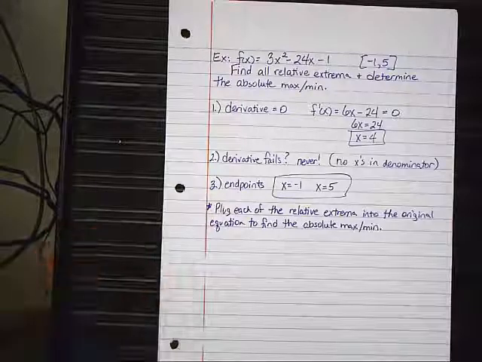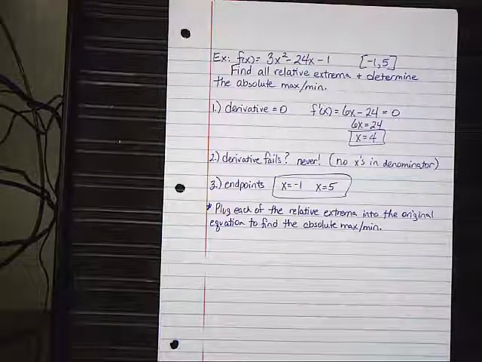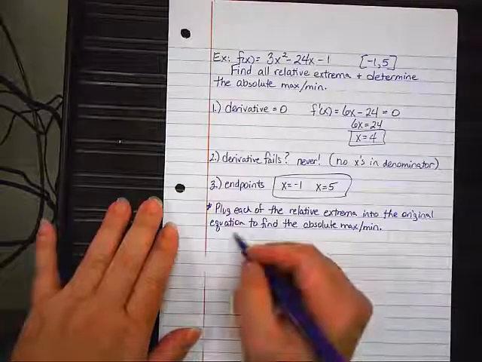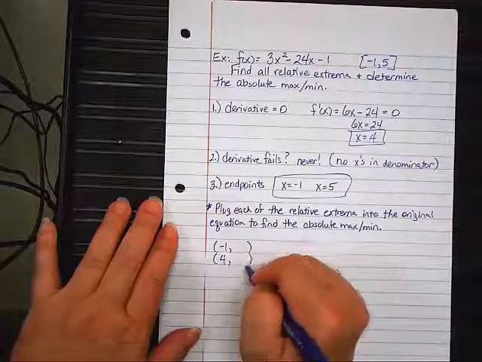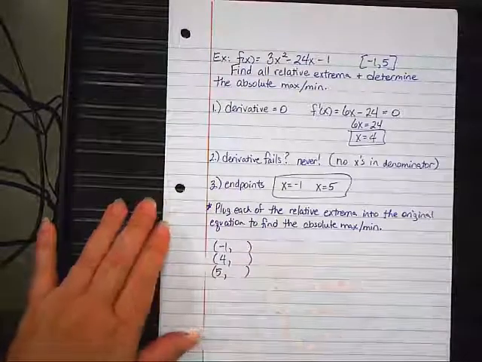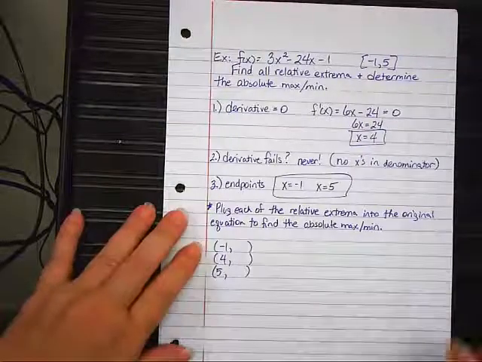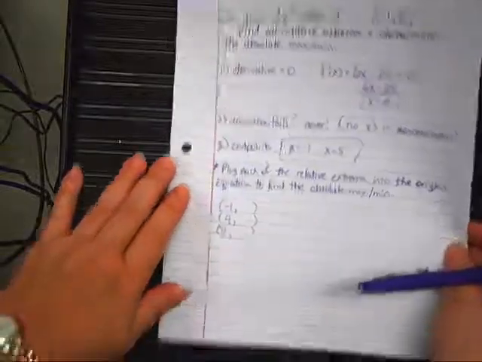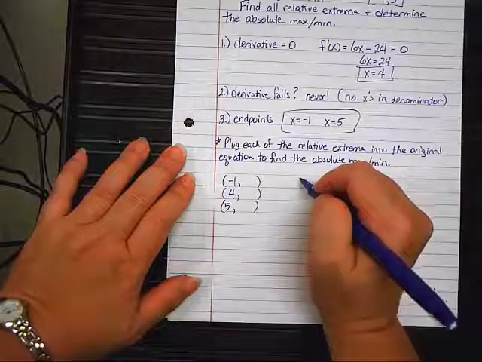So after you've found your 3 candidates, just take each, or however many candidates you've got, plug them into the original equation, see which one gives you the highest and the lowest y value. So we have -1 comma something, 4 comma something, 5 comma something. Now, this is no calculator, so you're going to have to do some number crunching. Some of you, this is easy. For me, it's not so easy. I'm not a real good number cruncher in my head, but I got a cheat sheet up here, so I'll try to not look at it.